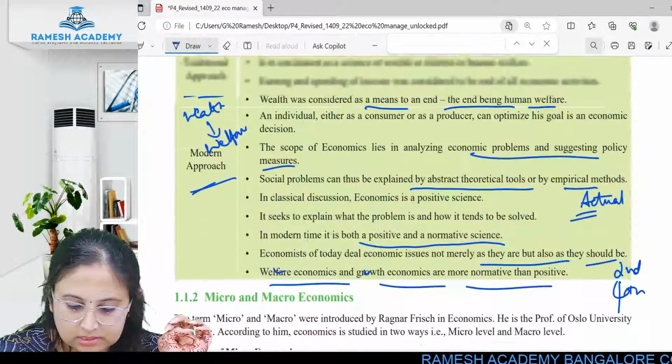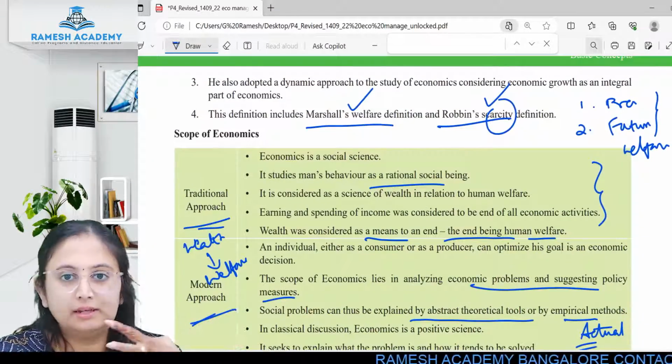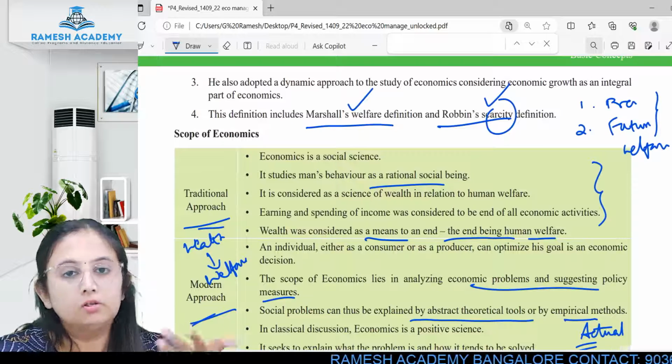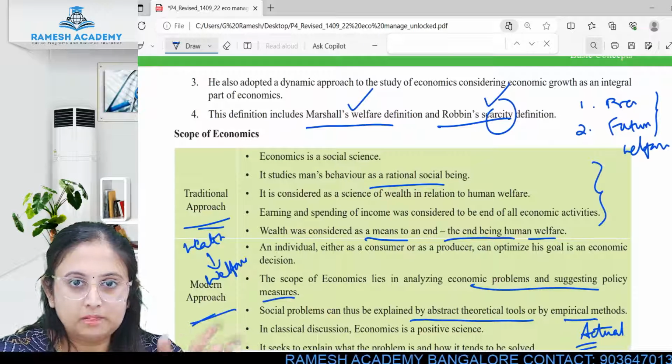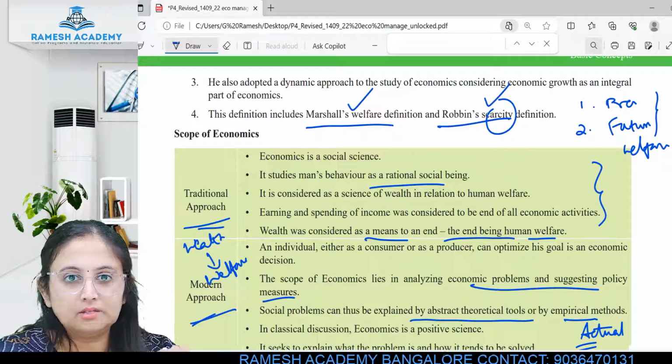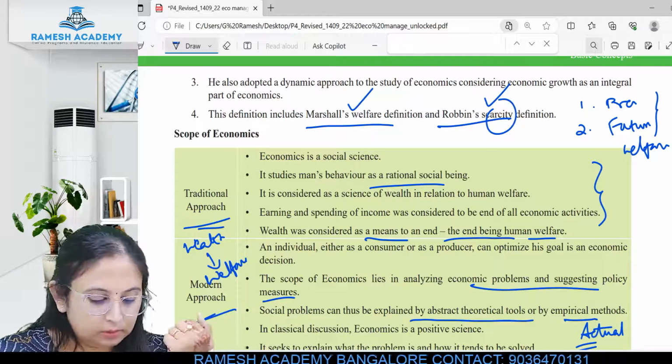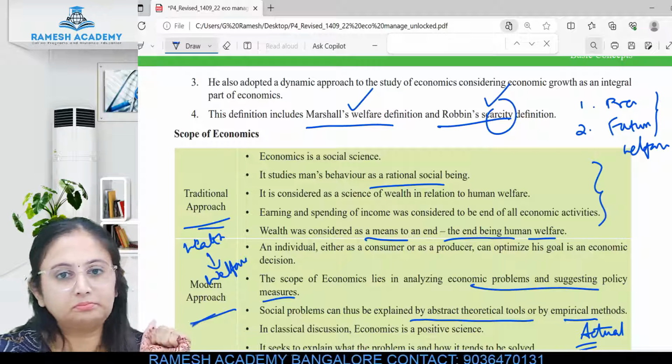Okay, so this is about the scope of economics. We have seen the definition, we have seen the scope of economics, the subject matter of economics. So with this we can end today's class, and in the next class we will start with macro and microeconomics. Okay, thank you.